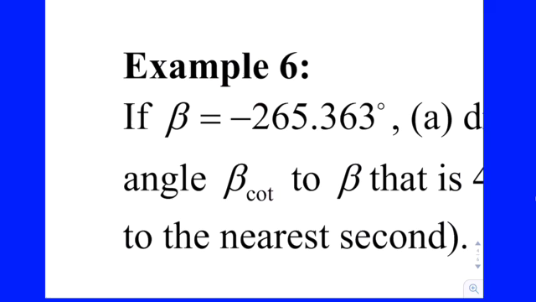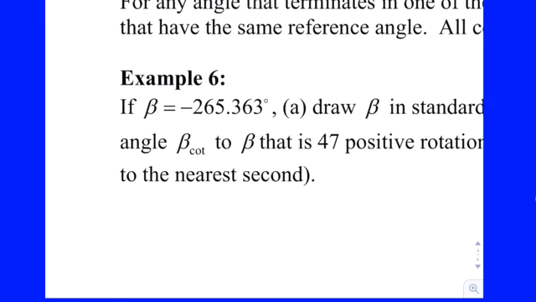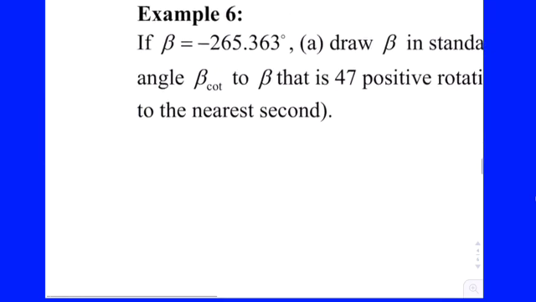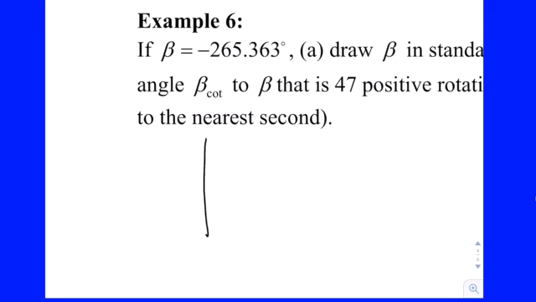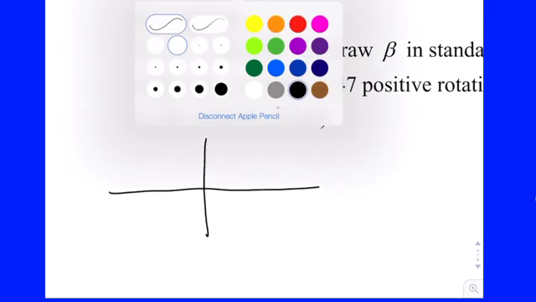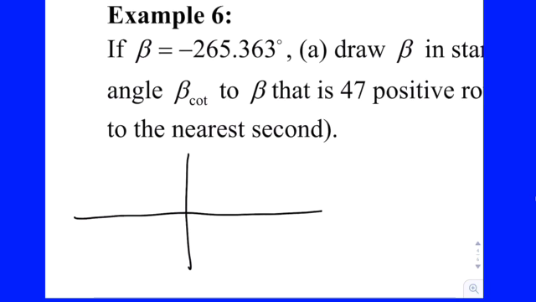Beta, right? So if beta is negative 265.363 degrees, here we go. I told you you're going to be drawing it. Draw beta in standard form, or in standard position. So this one is a little bit easier than the one in the warm-up because it's already between 0 and 360, or negative 360 and 0.